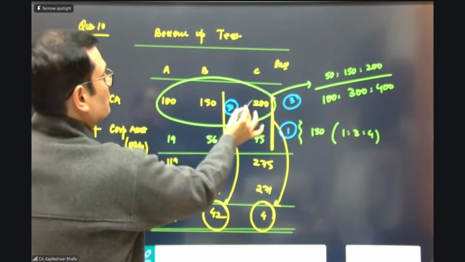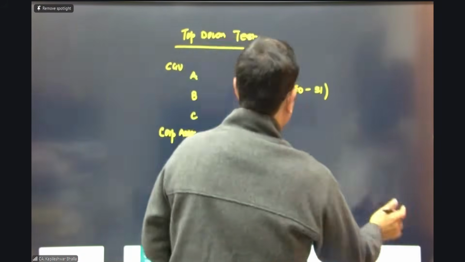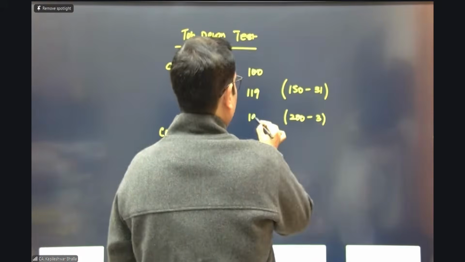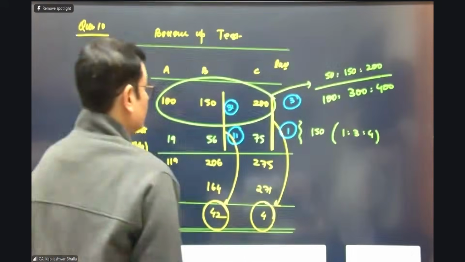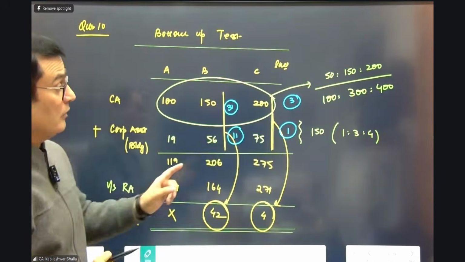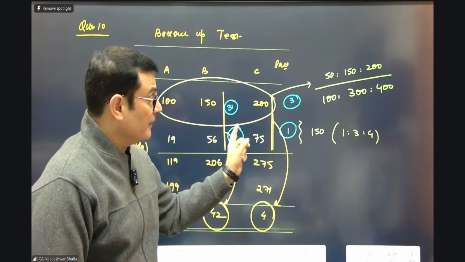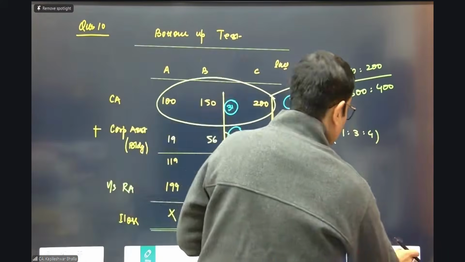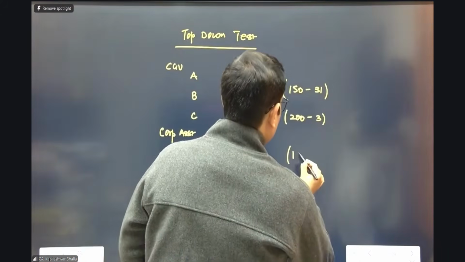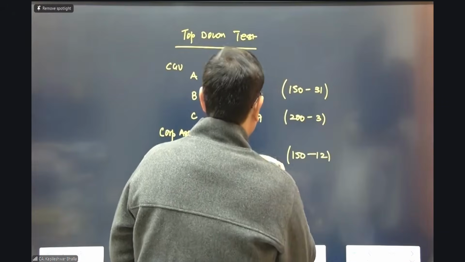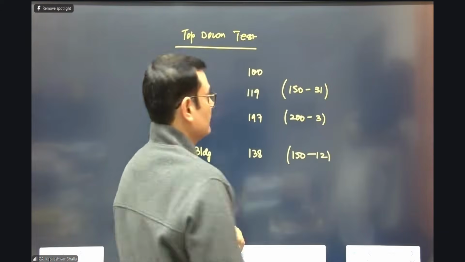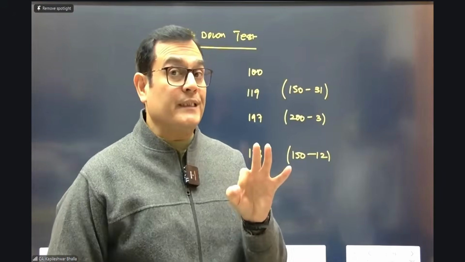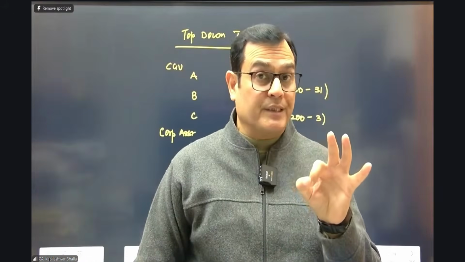Then next, this is supposed to be 200 minus 3. The revised value is what we are considering. That comes to 197. Then as far as the building is concerned, careful, building is decreased by 11 plus 1, that is 12. So 150 minus 12. So building is supposed to be 150 minus 12, that's 138. So these are the revised values of all the assets post the bottom-up test done.